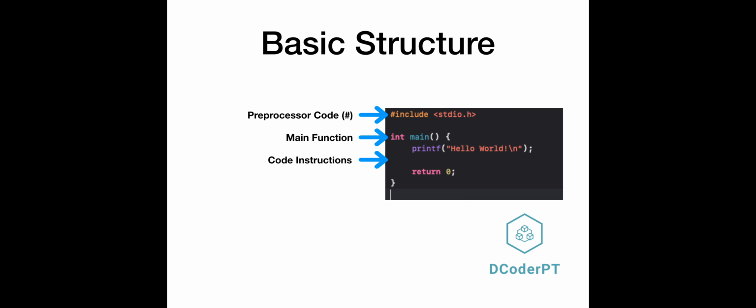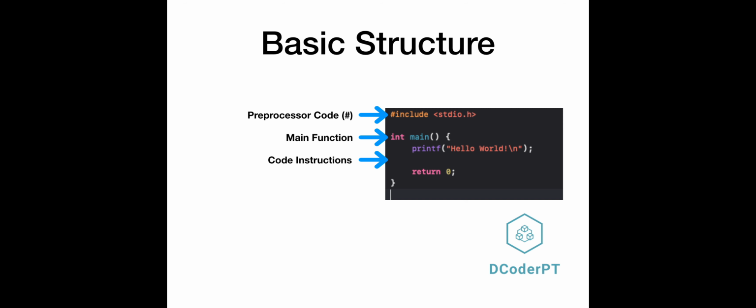After the preprocessor code, we have the main function, and this is the first function that will be executed. It's our starting point whenever we execute our program. We will cover functions in more detail in future videos, so don't worry about this now. Inside of the main function, we have our code instructions. In this case, we have our printf instruction, which prints a message to the screen, and we have our return statement.